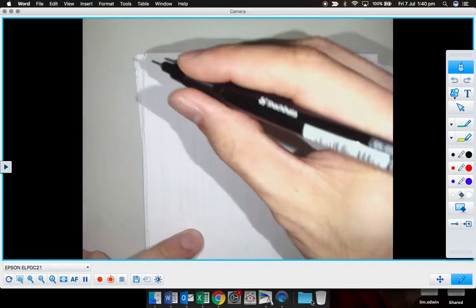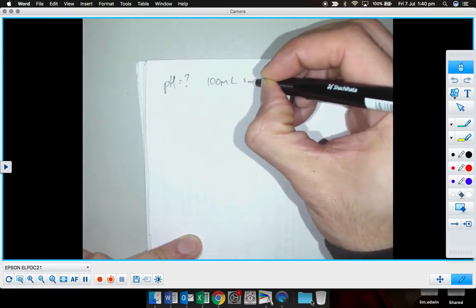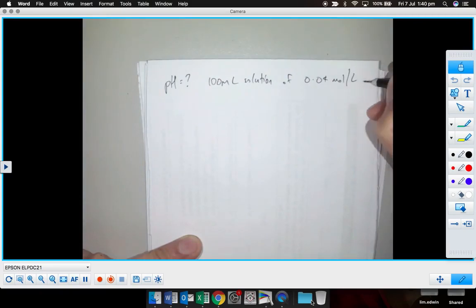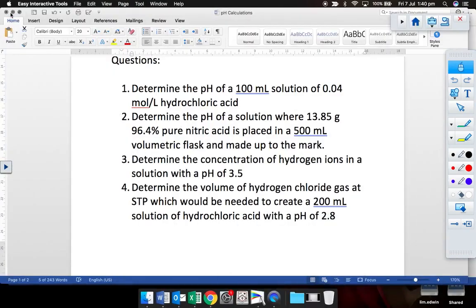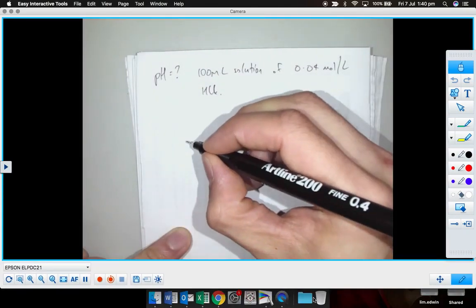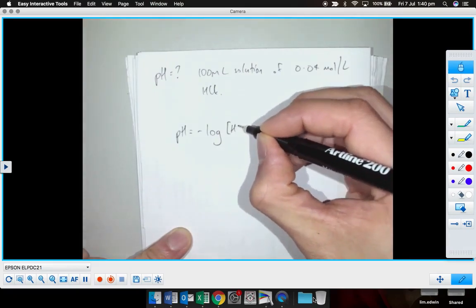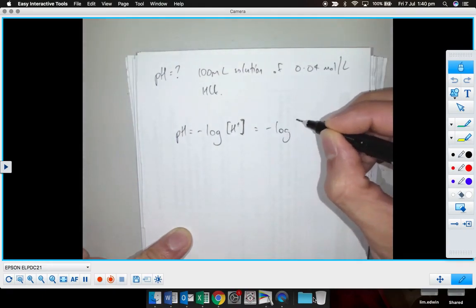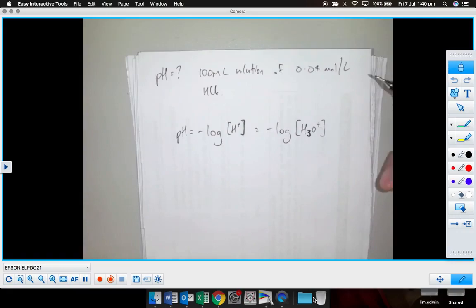You need to work out the pH of 100 ml solution of 0.04 mole per liter HCl. Was it 0.04? I think it was. Yep, 0.04 mole per liter. All right, so what is the pH equation? pH is equal to negative log concentration of H plus ions. Now just please remember that the H plus ions is the same thing as the H3O plus ions. Both of these forms are acceptable.